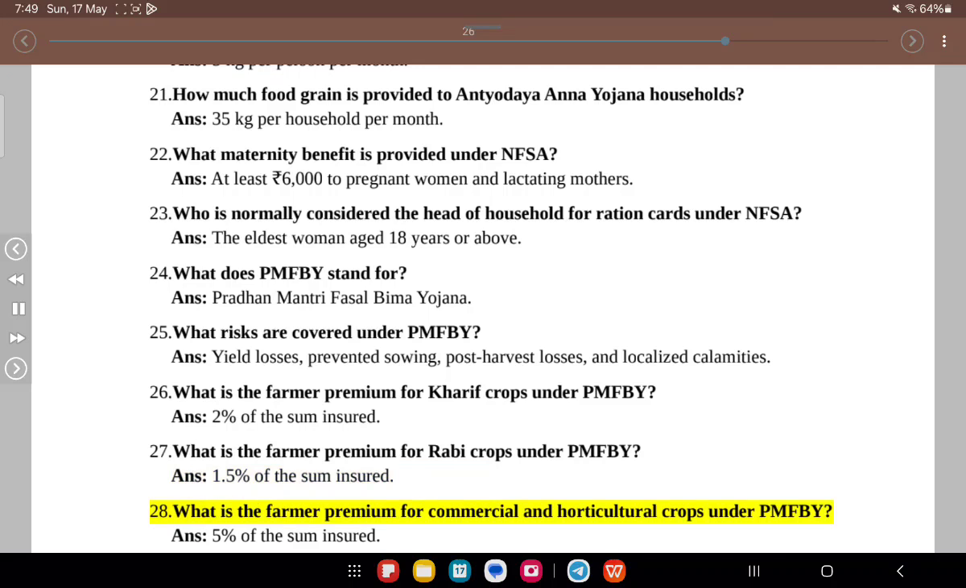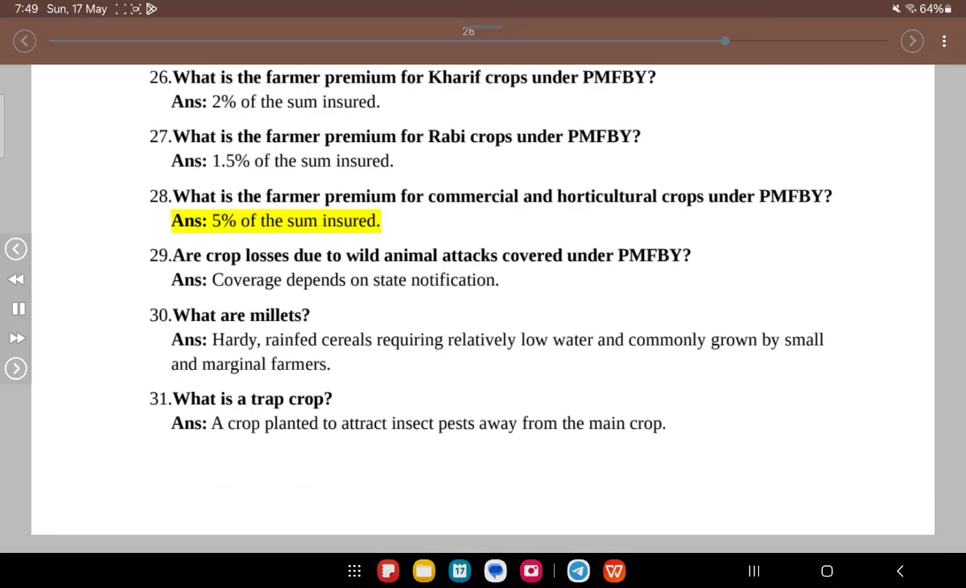28. What is the farmer premium for commercial and horticultural crops under PMFBY? Ans. 5% of the sum insured. 29. Are crop losses due to wild animal attacks covered under PMFBY? Ans. Coverage depends on state notification. 30. What are millets? Ans. Hardy, rain-fed cereals requiring relatively low water and commonly grown by small and marginal farmers.